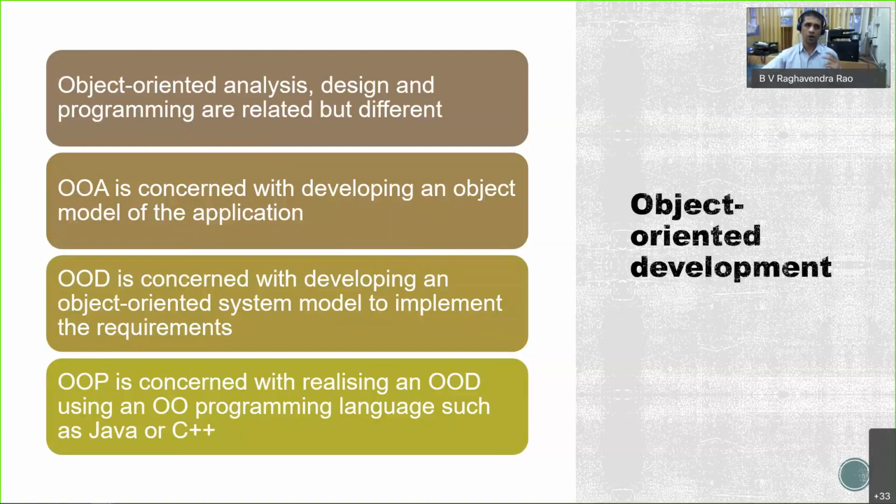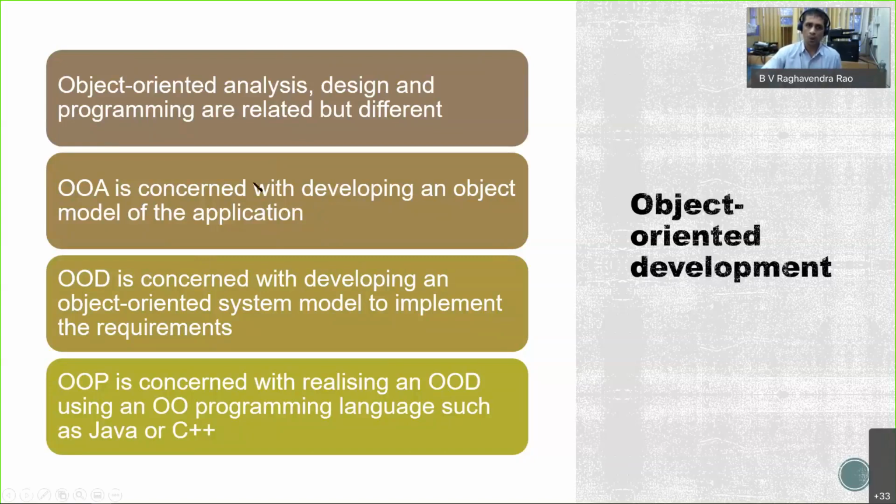Okay, so object-oriented analysis and design. These are the three parts: OOA, OOD, and OOP. What you have done so far is OOP. OOA is concerned with developing an object model of the application. We'll see in a bit more detail what it really means. And then OOD, object-oriented design, is concerned with developing an object-oriented system model to implement the requirements.